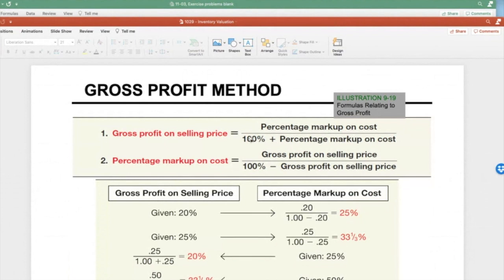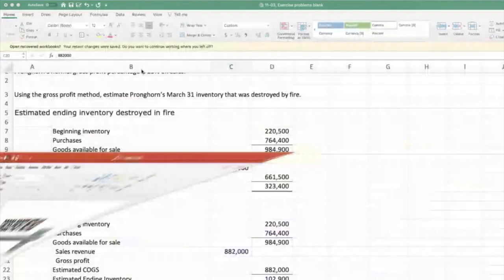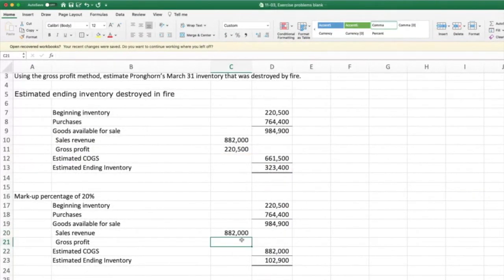And then we're going to take 100 plus 20%. So it is 20% divided by 120%. The idea being, whatever our cost is, we're going to take our cost plus the markup, which is obviously the selling price. So inside the brackets is going to be the formula. Our 20% markup is going to be 0.20, divided by 1.20, which is 1 plus the markup itself. So 1 plus 20 is 120.